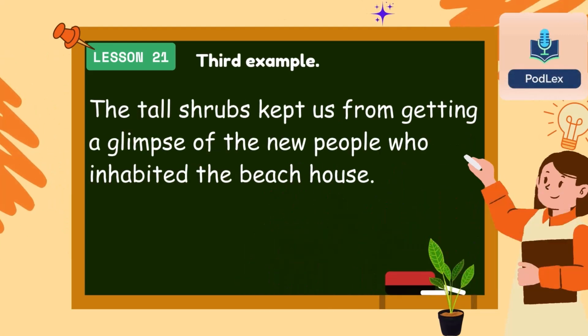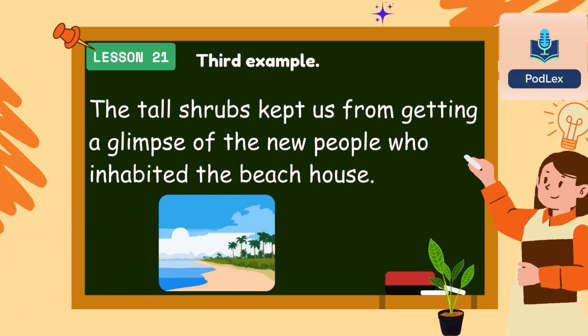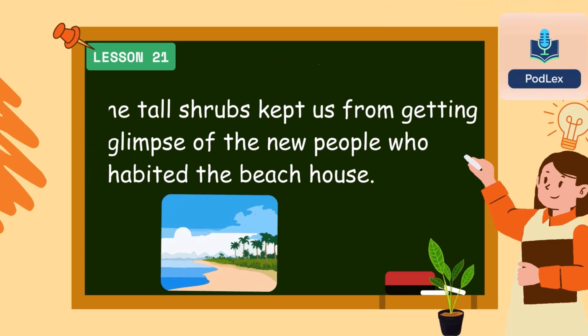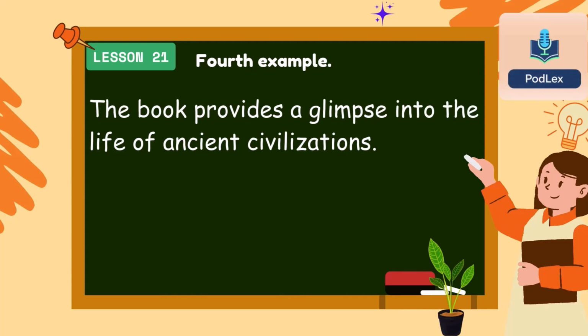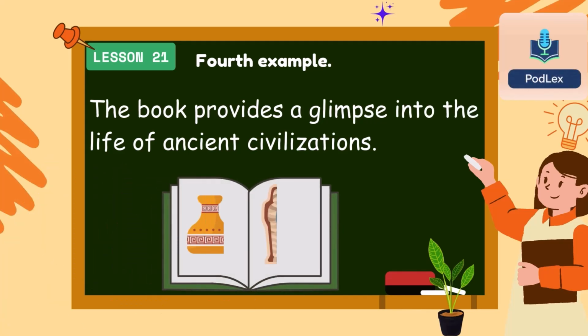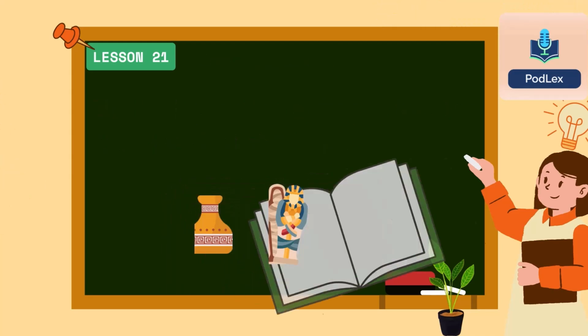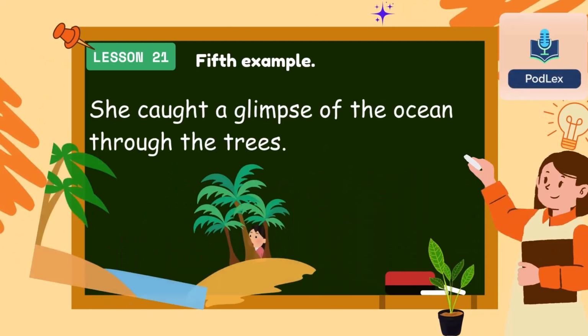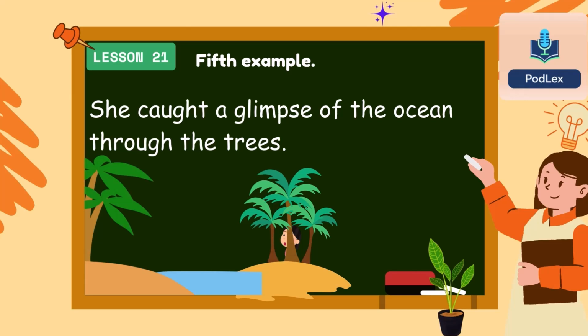Third example. The tall shrubs kept us from getting a glimpse of the new people who inhabited the beach house. Fourth example. The book provides a glimpse into the life of ancient civilizations. Fifth example. She caught a glimpse of the ocean through the trees.